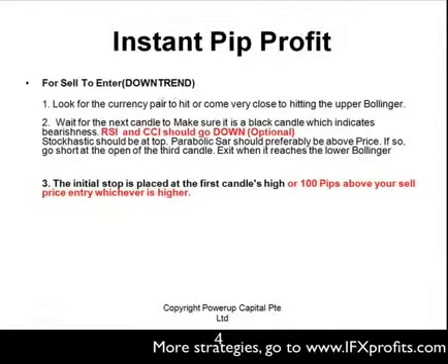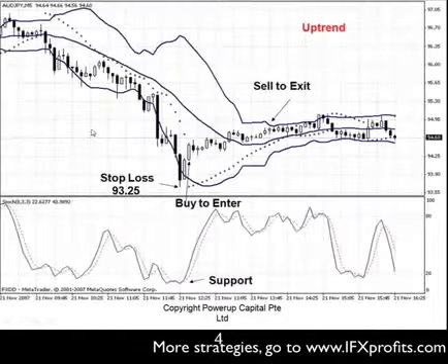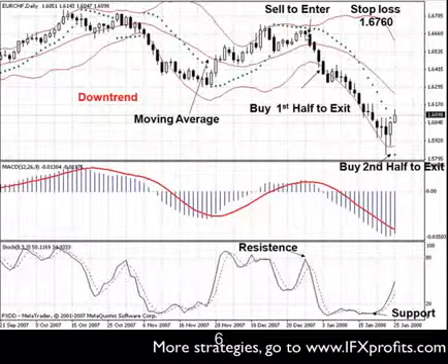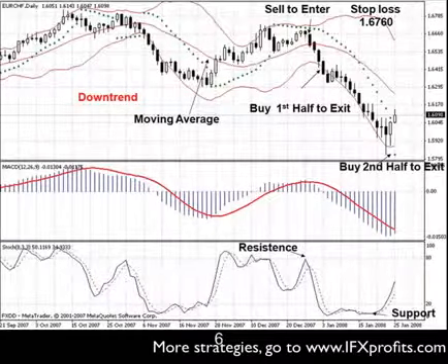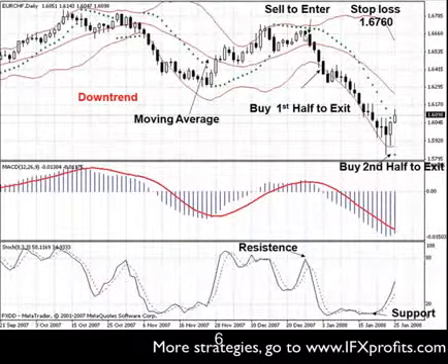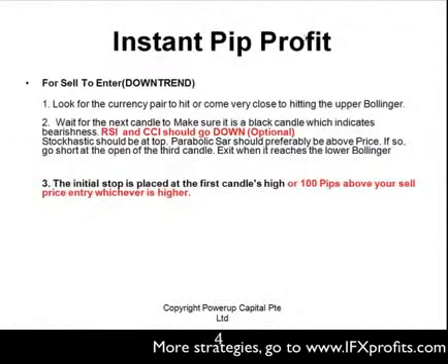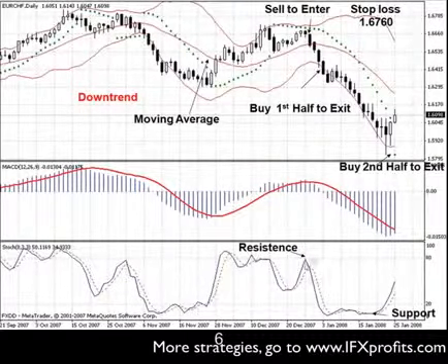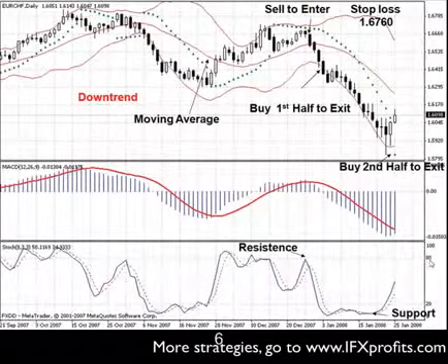Next, you wait for the next candle to make sure it is a black candle, which indicates bearishness. So you see over here, this candle is a black candle and it indicates bearishness. So it confirms our second criteria. Now RSI and CCI should go down. Now this is optional, so we'll look at this slightly later. Stochastics should be at top. So if you see over here, this stochastics, it is right now at the top. When I say top, it means 80 levels.